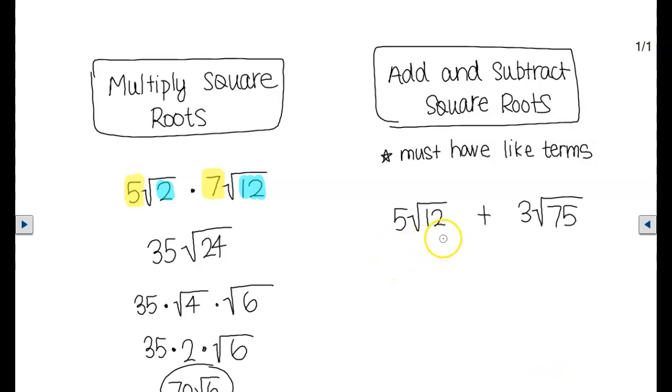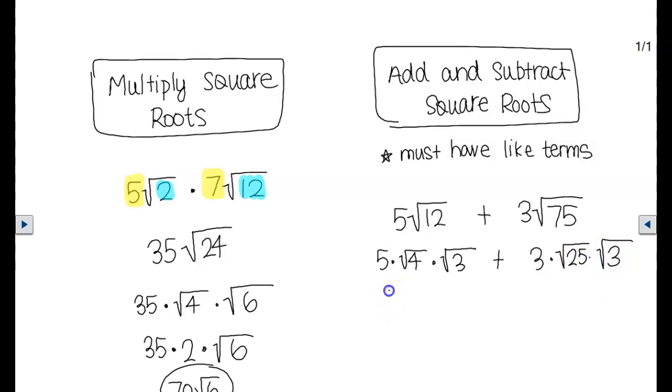So what we would do here is we would start with 5 square roots of 12 and we would simplify that. So we would want to find two numbers that will multiply to give us 12, with one of those being a perfect square. So that would be 4 times 3. And then over here, same thing. We would want to find two numbers that multiply to give us 75, with one of those being a perfect square. 25 times 3 is the way we would go there.